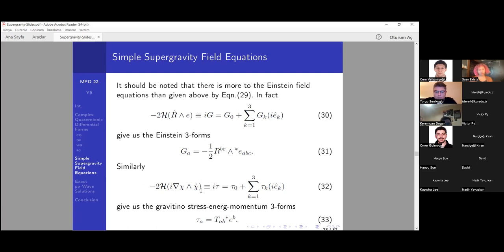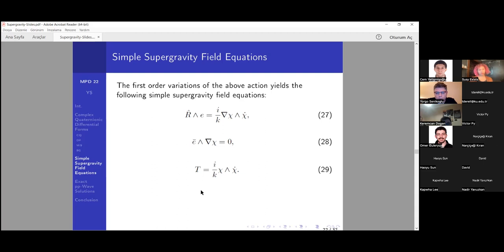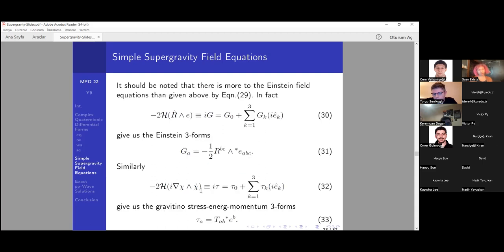It should be noted that there is more to the Einstein field equation that I gave you in equation 27, in fact, it's not 29. In fact, minus two times the Hermitian part of R hat wedge E is equal to iG, which I denoted G0, plus the sum of this. And this gives us our familiar Einstein three-forms, GA of equation 31. Similarly, we have equation 32 that gives us the energy momentum tensor of the gravitino, which may be seen in the 33rd equation, tau, which combines the TAB wedge star EB.